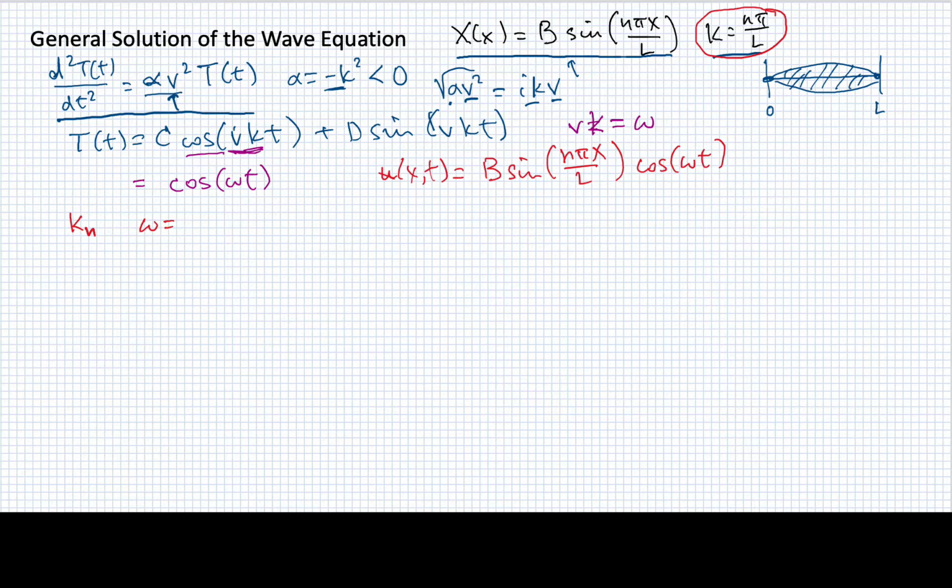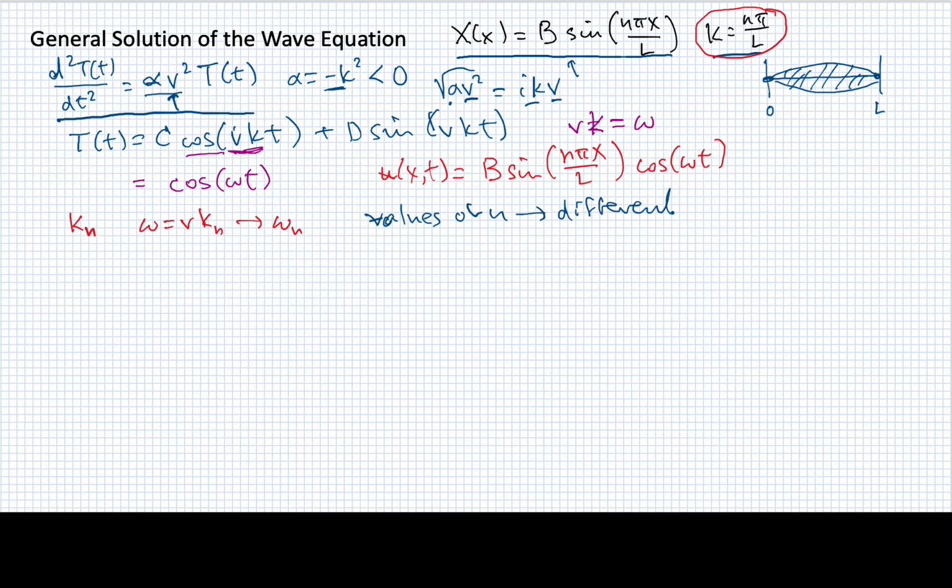If omega is equal to v times k sub n, then what I really have is an omega that's a function of n. So the time-dependent part of each of these different possible solutions is going to be a little bit different, because it depends upon which of the solutions, that is, which value of n, we chose for this particular thing. Well, one of the things that we can indicate here is that the values of n represent different modes.